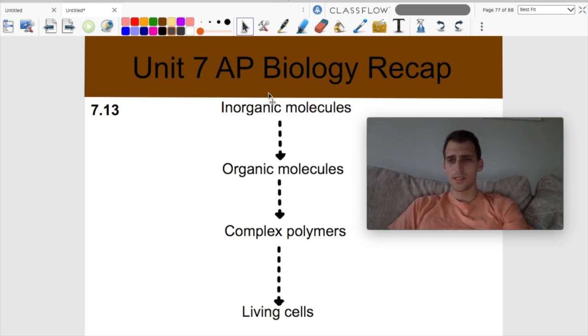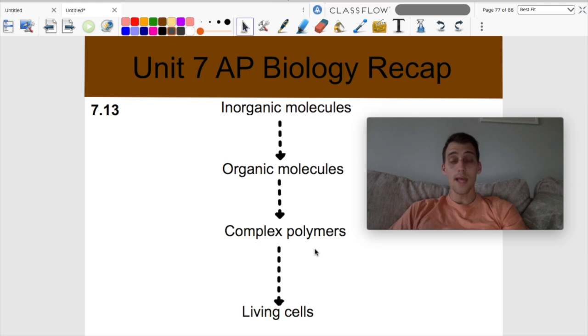So, two jumps so far: one from inorganic to organic, and then organic to complex polymers. And somewhere down here, those complex polymers were able to assemble themselves in a particular way that lends itself to a living thing. It's able to reproduce and pass down genetic material. It's able to maintain a stable internal environment, metabolize, exchange materials with its environment, and respond to stimuli.